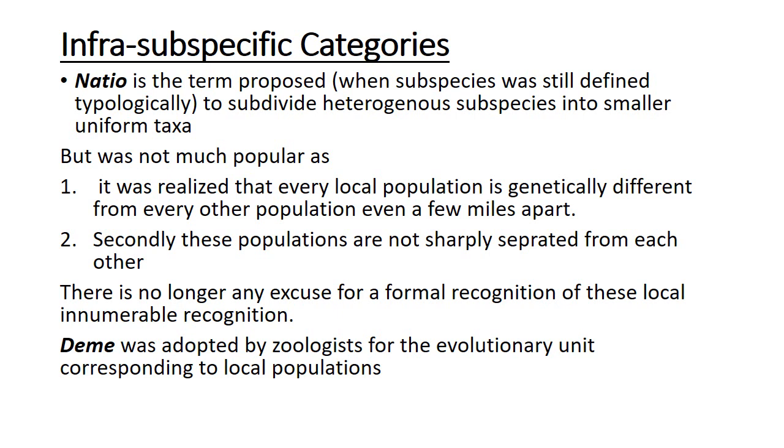But it was not very popular, as it was realized that every local population is genetically different from every other local population, even those a few miles apart. And secondly, these populations are not sharply separated from each other. So there is no excuse for a formal recognition of these innumerable local populations. Then there was another term, deme, which was adopted by zoologists for the evolutionary unit corresponding to the local population. But it was also not very much recognized nomenclaturally. However, it is used to establish an aggregate of animals for particular work in the field of taxonomy.